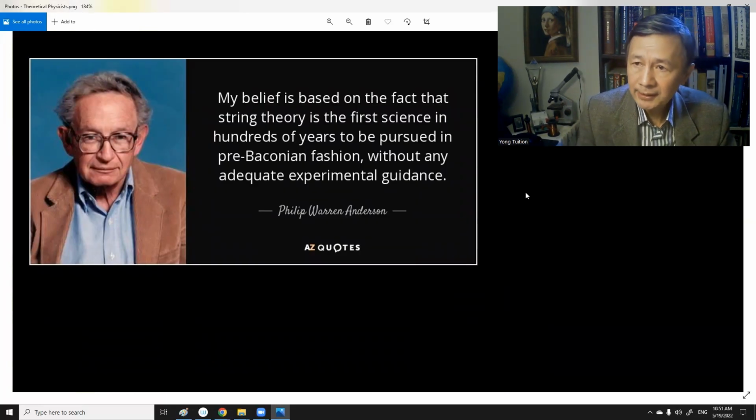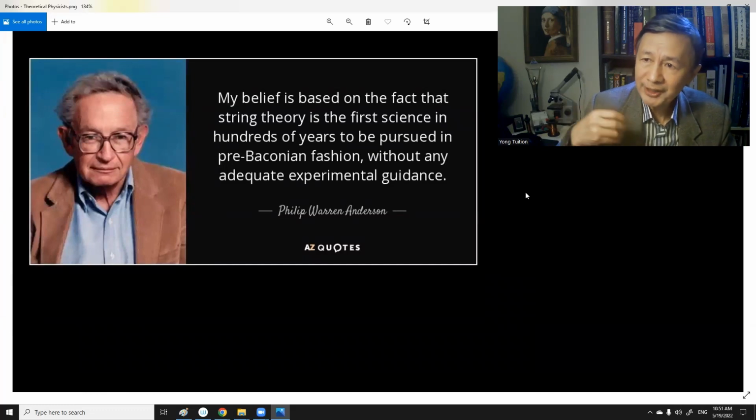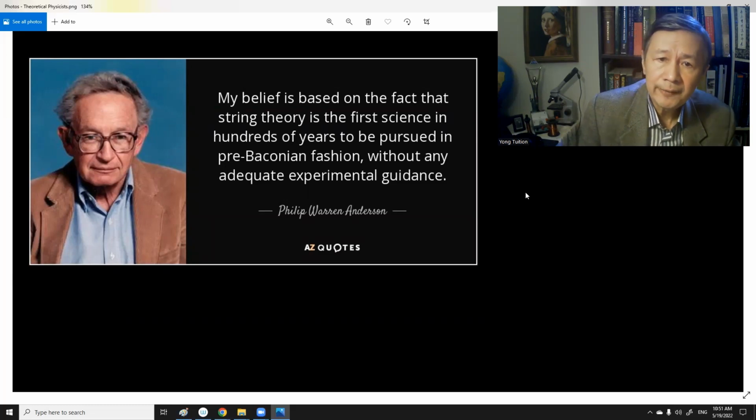Even in his 90s, P.W. Anderson was still active in responding to various outrageous claims from the physics community. Here is his remark on string theory: "My belief is based on the fact that string theory is the first science in hundreds of years to be pursued in the pre-Baconian fashion without any adequate experimental guidance." So you know some story about P.W. Anderson now.